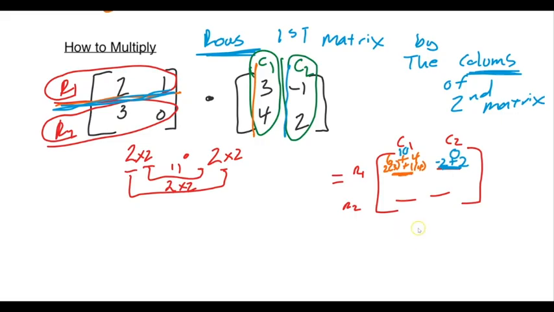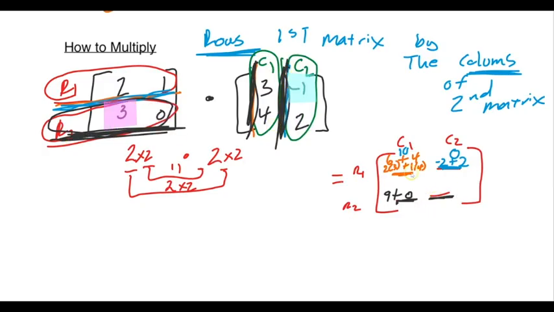Same concept. Row 2, column 1. I need row 2, this one right here. I want to multiply by column 1. 3 times 3 is 9. Plus 0 times 4 is 0. And then the last one. Row 2, column 2. Row 2 times column 2. Multiply the first 2. 3 times negative 1. Plus multiply the other 2. 0 times 2. And then we get our answer: 10, 0, 9, and negative 3. And that's how you multiply matrices.